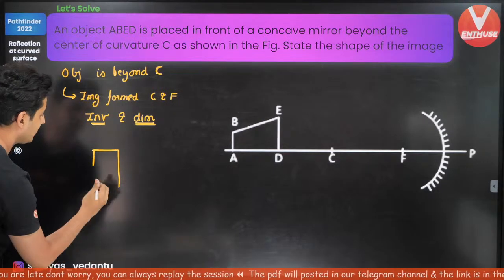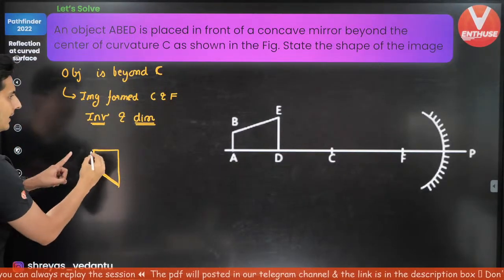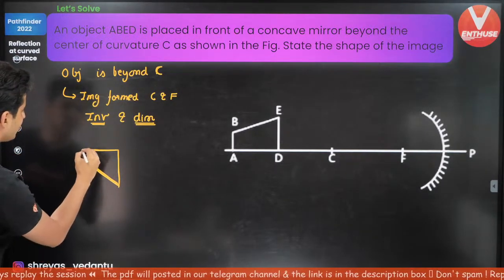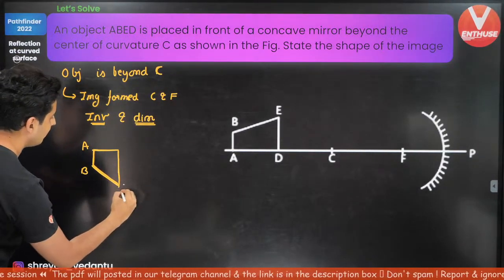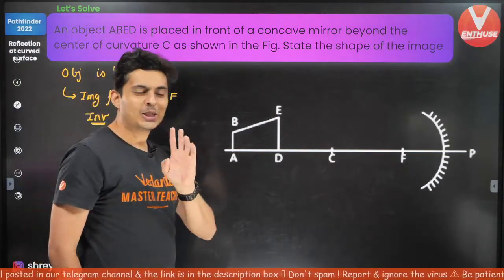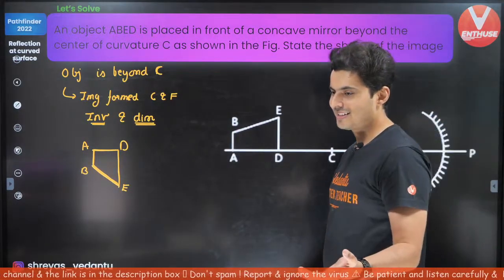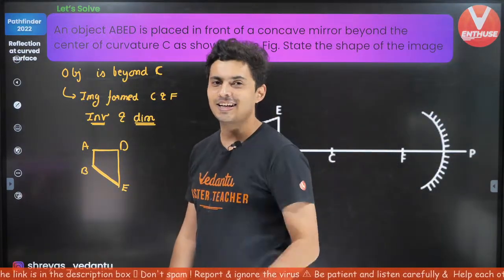Okay, something like this. Okay, perfect. Just ignore the proportions, and B will come below. This will be A, and E will come below, and this will be D. But that's not all. If you draw this diagram, for sure, you will get 0 marks or negative marks. This is not the correct answer.